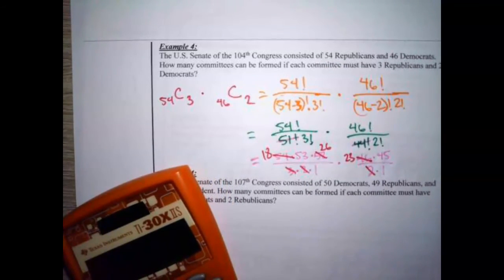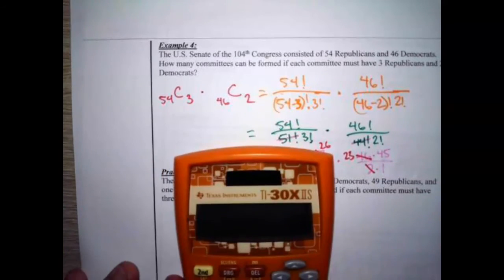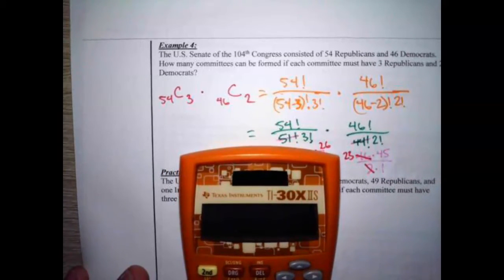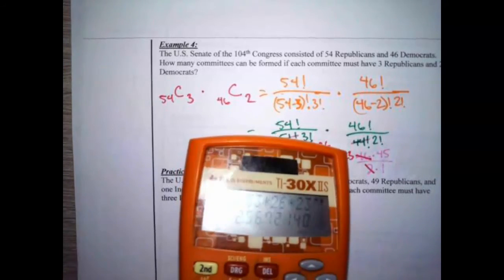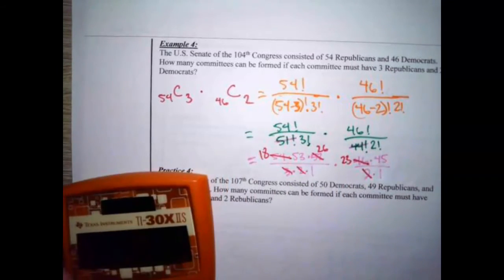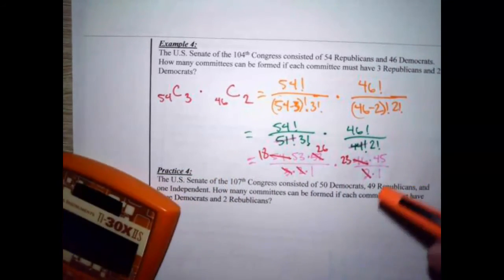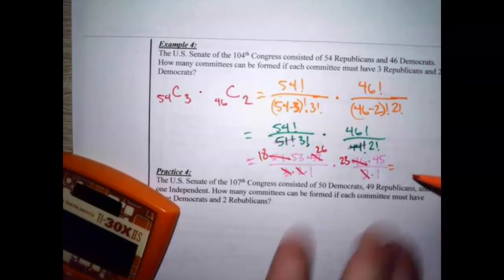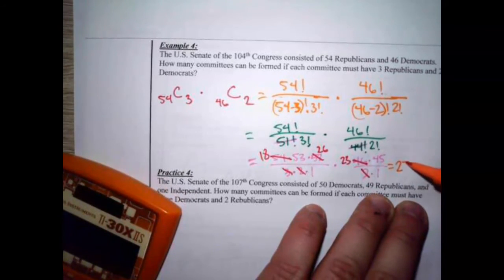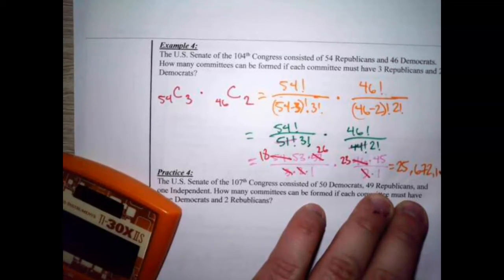18 times 53 times 26 times 23 times 45. And that's a huge number. 25,672,140 different committees are possible here.